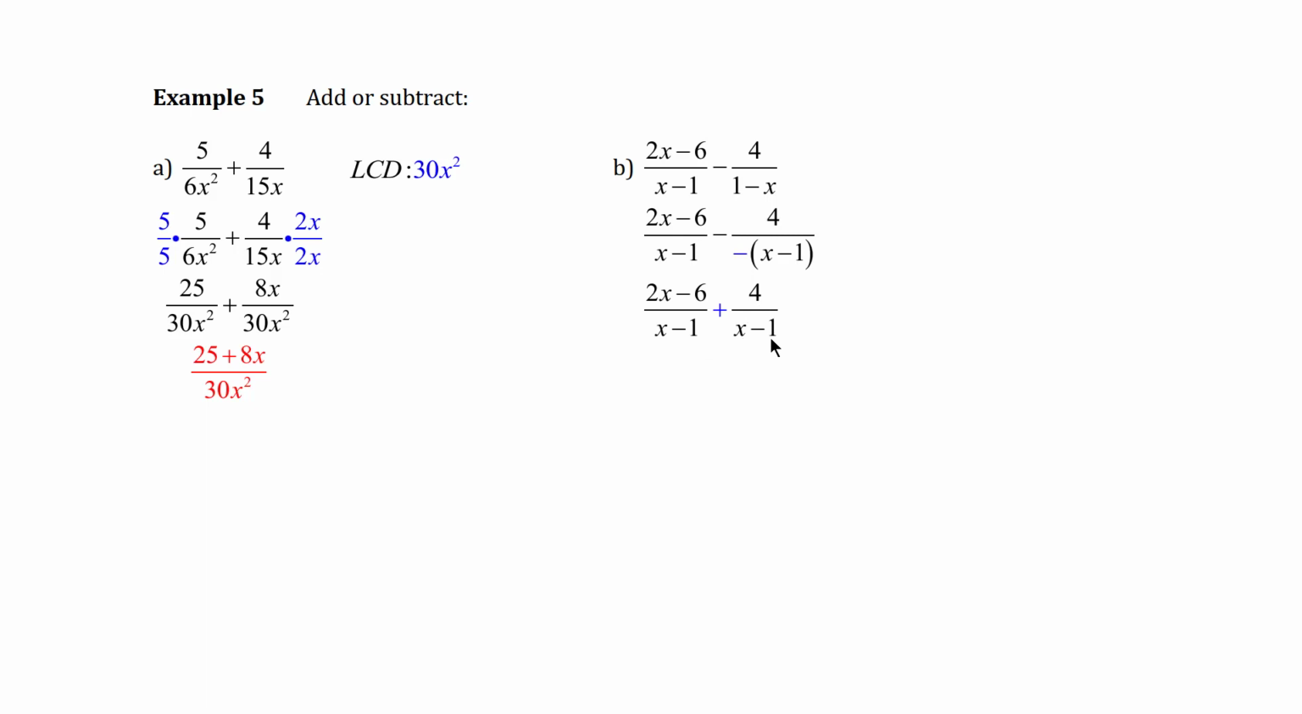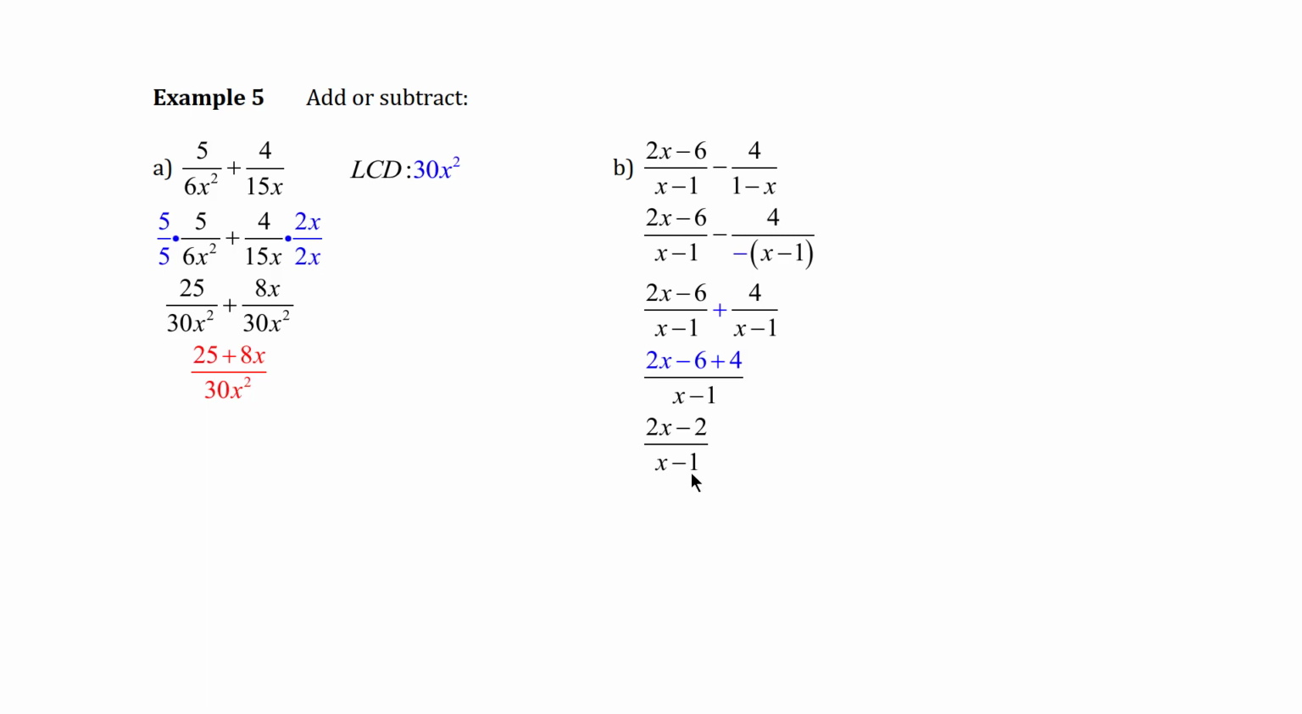From here, we could see that the denominators are the same. Now we could combine everything under one fraction. We get 2x minus 6 plus 4 over x minus 1. Next, we combine like terms on the numerator. Minus 6 plus 4 is negative 2. The result is 2x minus 2 divided by x minus 1.